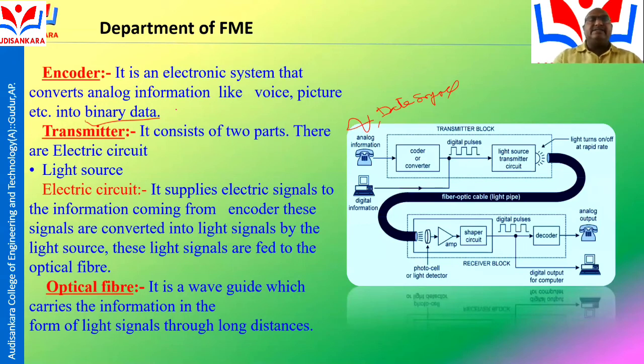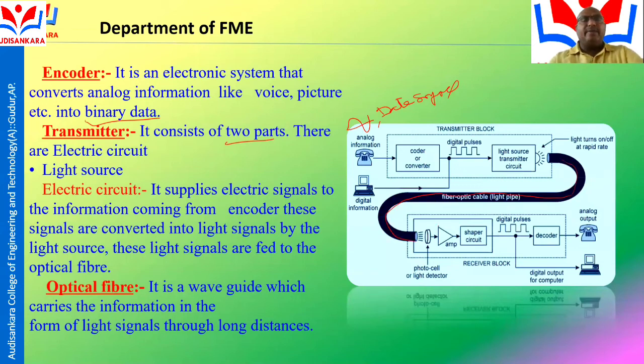Here, the signal is transmitted from the transmitter. It consists of two parts: an electrical circuit and a light source. The light source supplies electrical signals to the information coming from the encoder. These signals are converted into light signals by the light source. These light signals are fed into the optical fiber cable.